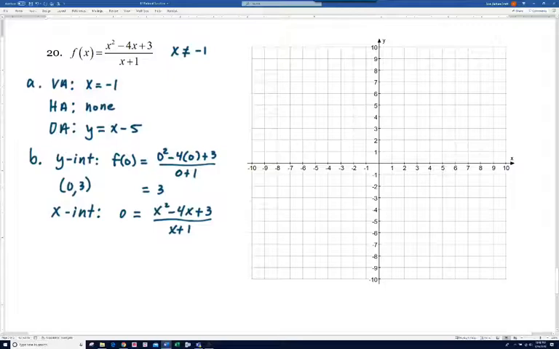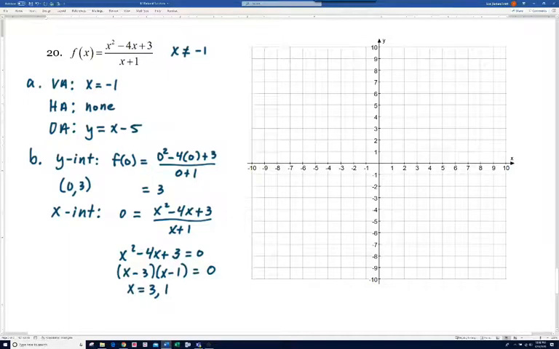So again, this fraction here will equal 0 when the numerator is 0. So let's set our numerator equal to 0. And when you factor this, you end up getting x is 3 and 1. And so we're going to have x-intercepts at (3, 0) and (1, 0). All right, so let's go ahead and put in our asymptotes and the points that we found so far. So we have a vertical asymptote at x equals -1. Remember, we don't have a horizontal asymptote.